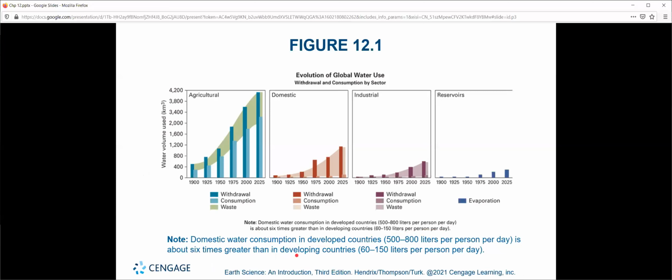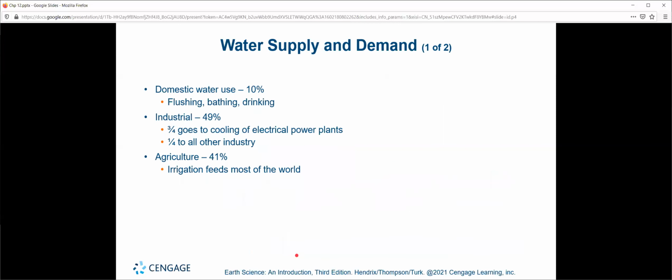Everyone's probably going to be drinking the same amount of water, but perhaps you take a nice steamy shower in the morning before you leave. You wash your hands repeatedly. You, big one, probably water your lawn, perhaps. These are the differences we're talking about here.